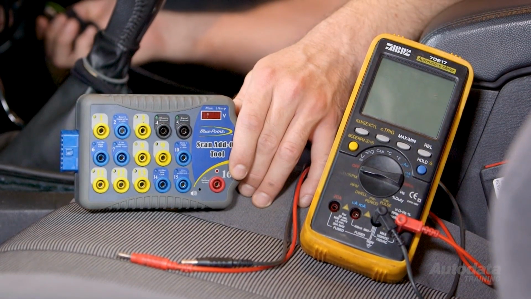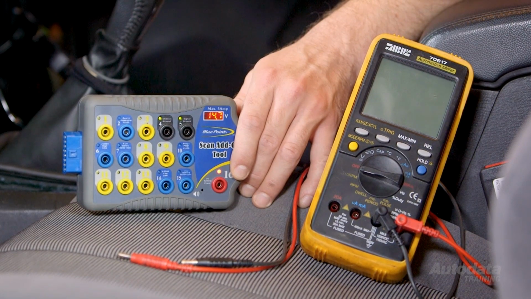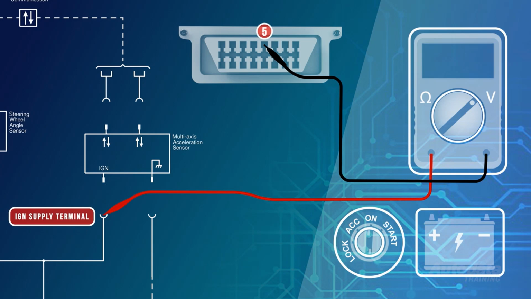As we're inside the cabin, let's use the DLC and a breakout box for a source of voltage and ground. Disconnect the sensor, then turn the ignition on and attach the black meter lead to terminal 5 of the DLC and the red lead to the ignition supply terminal in the harness sensor connector. Ignition voltage should be seen.